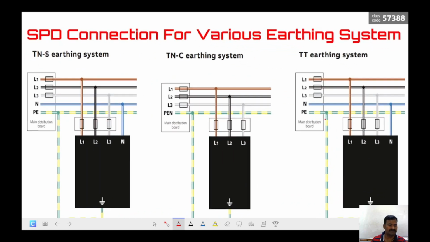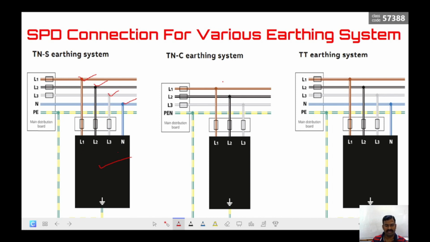For three phase it is shown like here. We have L1, L2, L3 and neutral. All these four wires are connected as input, and the output is connected to protective earth. In case of surge voltage in any one of the lines or all of the lines, the SPD will trigger and bypass the surge current to the PE wire, and it will go to the earth.